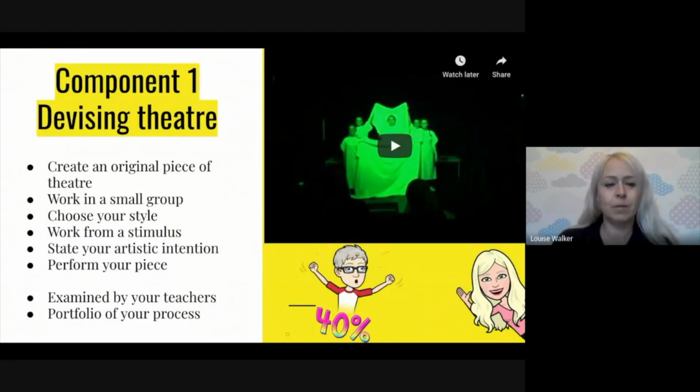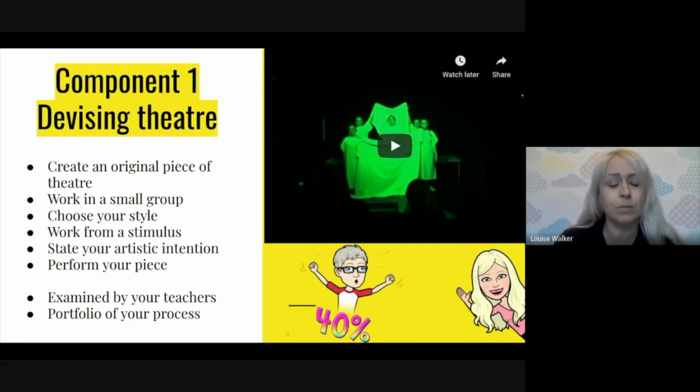Okay, so the first exam component is component one, and that's called devising theatre. The way that this works is that you're in groups and you create your own original piece of theatre. So you are set a stimulus by the exam board. There's four of them for you to choose from, and this is what inspires your piece. So you go away and you research, so you've got the appropriate information to put into your piece and it informs your piece.